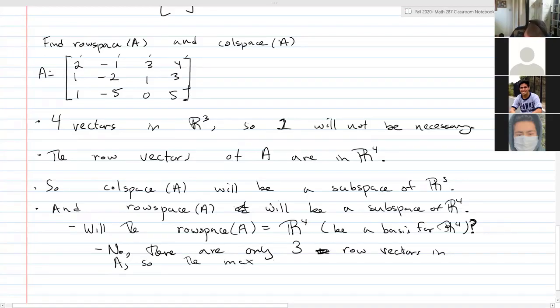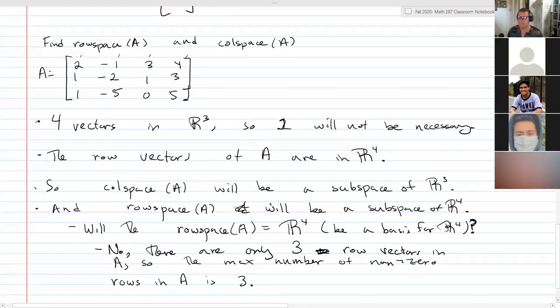So the max number of non-zero rows in A is 3. Done. So yeah, the answer is no. Okay, now let's go row reduce.